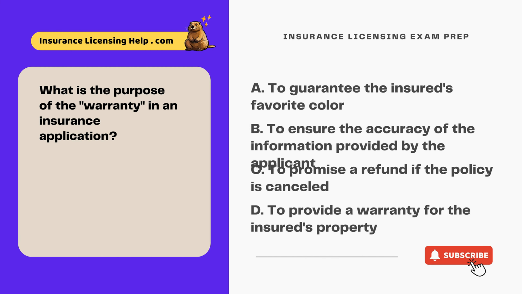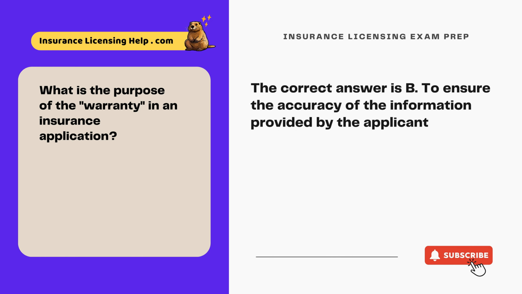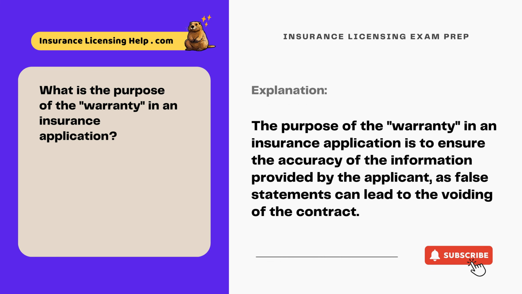What is the purpose of the warranty in an insurance application? A. To guarantee the insured's favorite color. B. To ensure the accuracy of the information provided by the applicant. C. To promise a refund if the policy is canceled. D. To provide a warranty for the insured's property. The correct answer is B. The purpose of the warranty in an insurance application is to ensure the accuracy of the information provided by the applicant, as false statements can lead to the voiding of the contract.